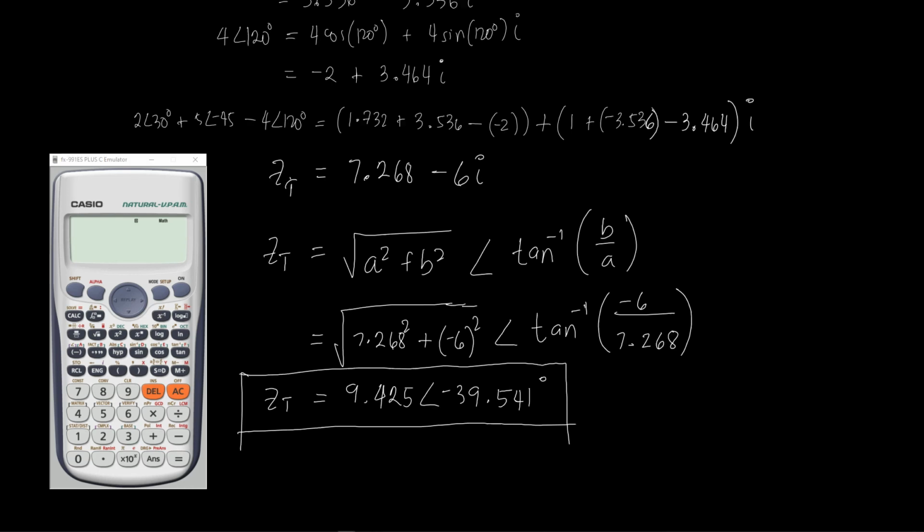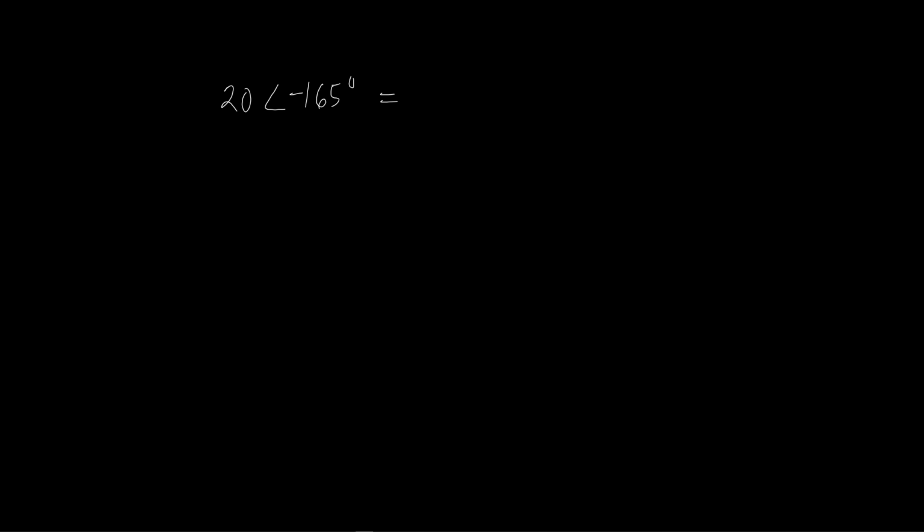Okay, trivia. For example, we have 20 angle negative 165 degrees. If ever the class says negative angles are not allowed, how do we handle it? What do we do in trigonometry? Add 180, sir.